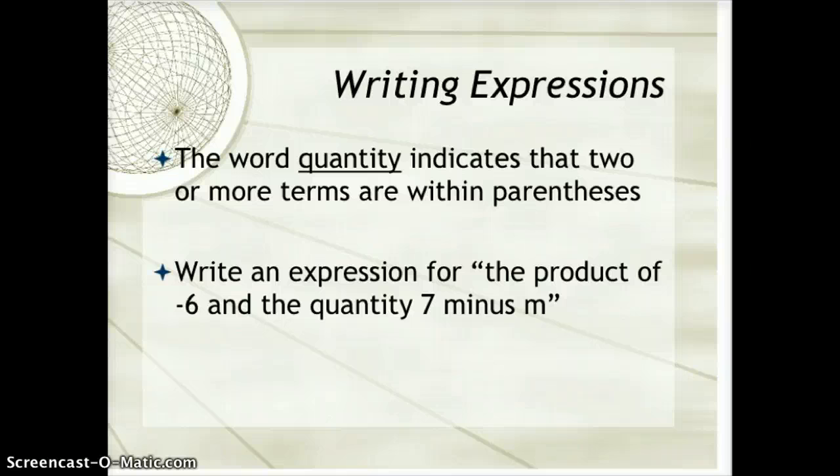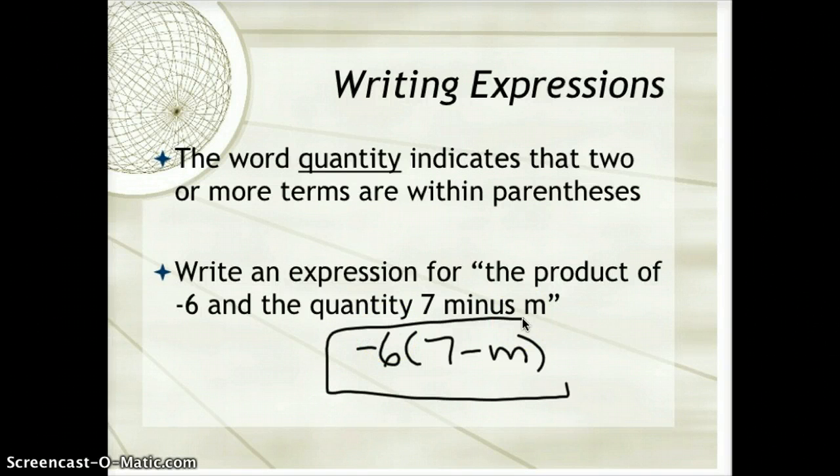You should be clued into thinking, hey, 7 minus m, that's in parentheses. So when I'm writing my expression, I usually would start out with that. 7 minus m is going to be in parentheses. And then it's going to be the product of negative 6 and that whole quantity. Product means multiply. So negative 6 times the quantity 7 minus m. I have my algebraic expression.